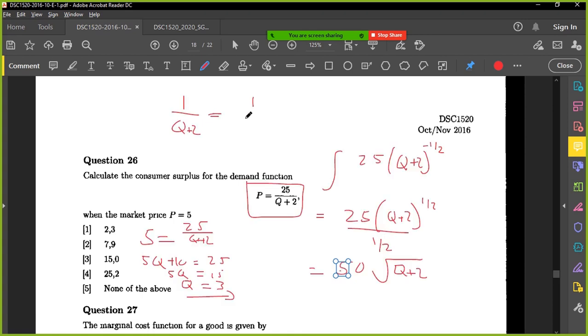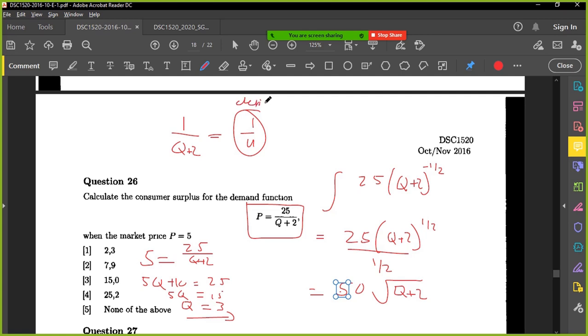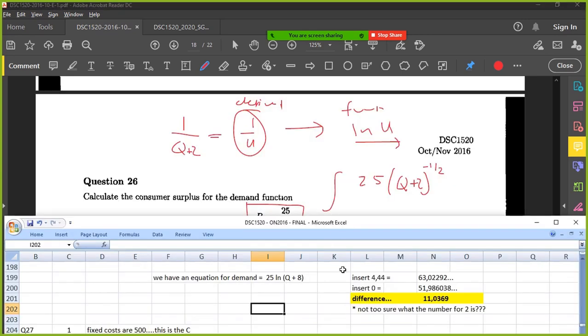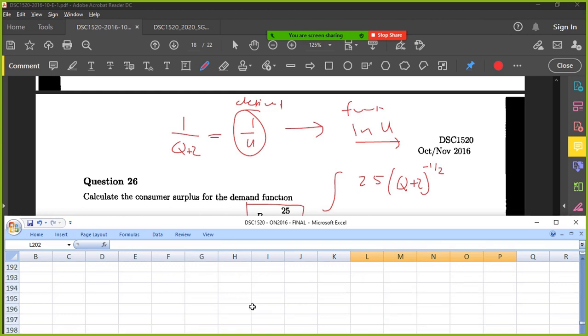And then I said this was 1 over u. And then obviously 1 over u, if that's the derivative, to get back to the function, then you'll have ln u. Okay, that's what I initially did. So when I did it that way, that method got me to 11.03. That wasn't right. Okay, because you couldn't solve for the 1.